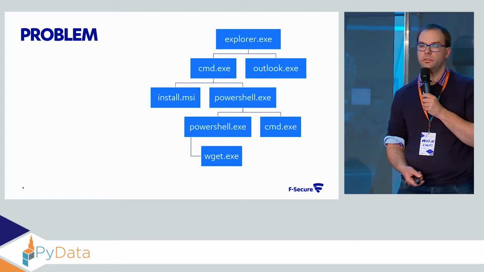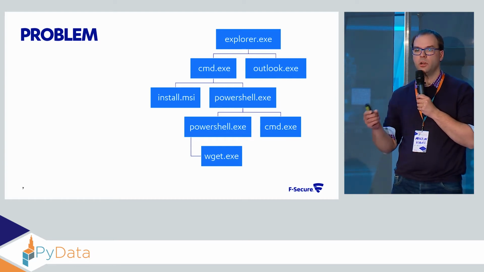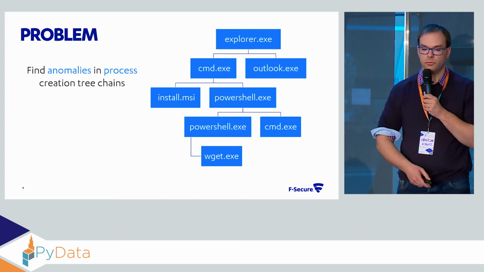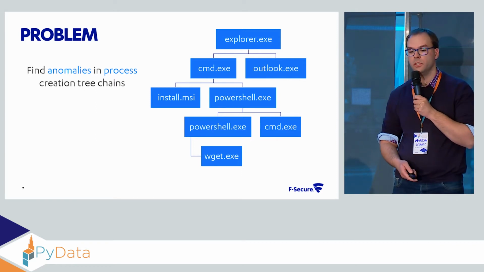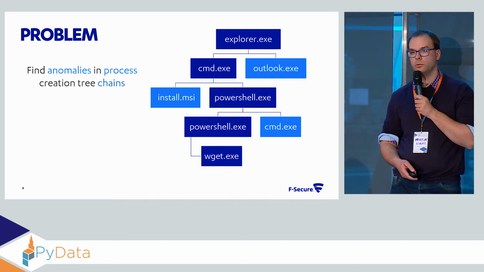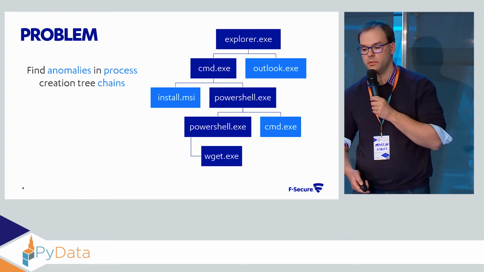Out of these events, we could actually build a process tree to recover which process spawned which process. And we would like to find anomalies in such a process tree, actually in the chains. We believe that if there is an anomaly in such a chain of execution, it might be some malicious activity. Anomaly doesn't mean malicious, but we believe it's correlated.